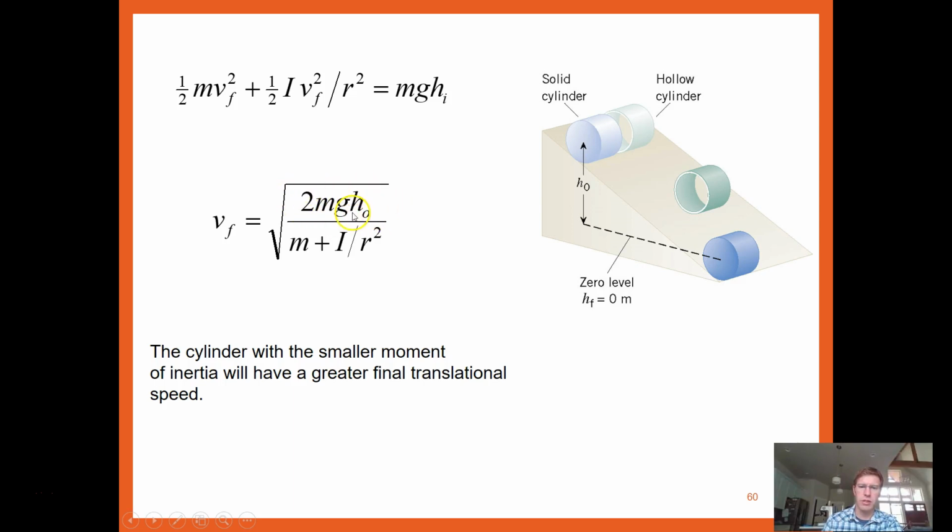divided by m, which is the same for both cylinders, plus I over R squared. Since we said R was the same for both, it's just whichever one has a larger I value is going to have a smaller final velocity, right? So since the hollow cylinder has a larger I value, its speed when it gets to the bottom is going to be slower, and therefore it will get to the bottom last. So smaller moment of inertia, the solid cylinder reaches the bottom first. You could do this race with lots of different objects, and again, it's just about the moment of inertia to determine which one gets to the bottom first.